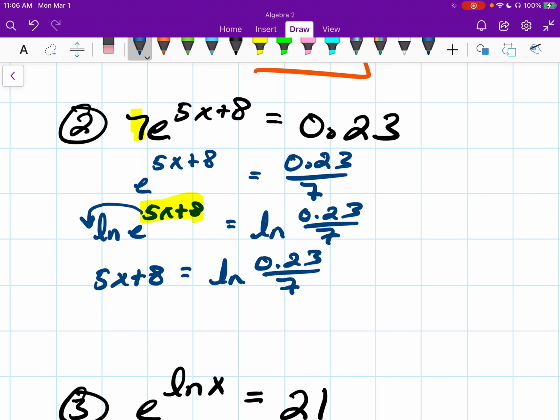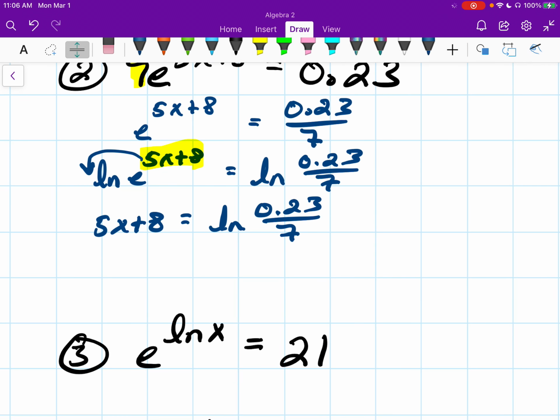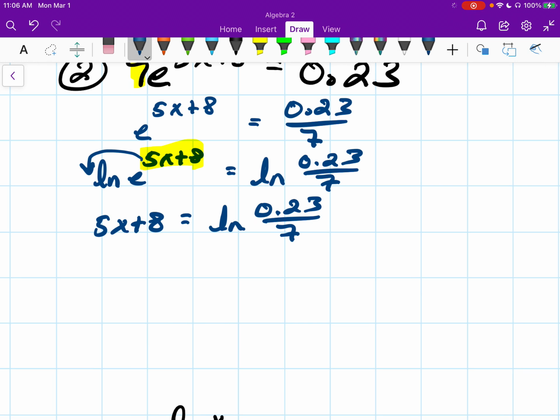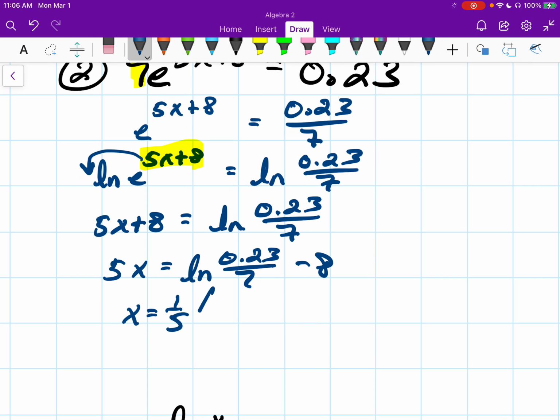And what we're doing there is using the property of logs, how to convert things from exponential to logs, but I think this is much easier to visualize for me. It's much easier to use. So again, I'm not going to type in my calculator because I want to keep it nice and precise. So this will be 5x equals, I'm going to subtract my 8, natural log of 0.23 over 7 minus 8. And then I'm going to change this to x is 1/5, big parenthesis, natural log of 0.23 over 7 minus 8.